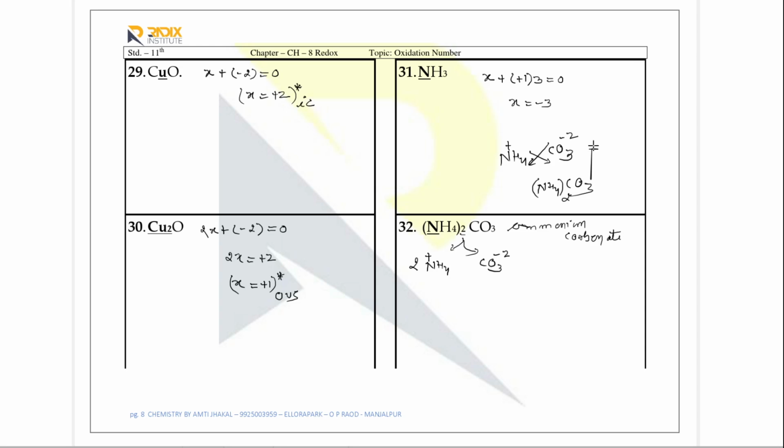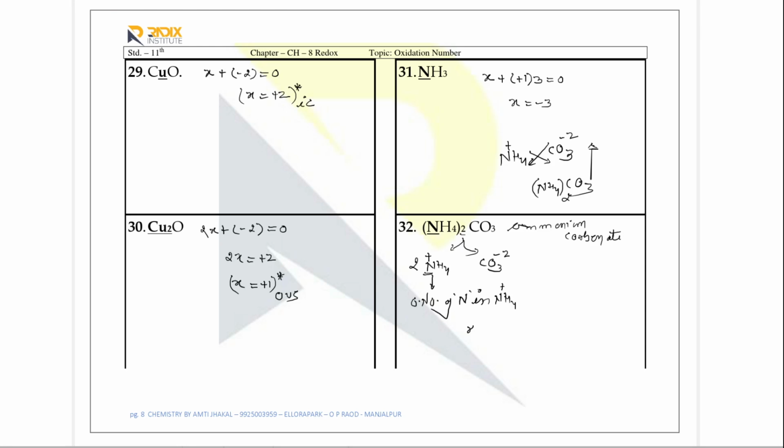So when we break this, we will have NH4 plus and CO3 minus 2. I am interested in this nitrogen. So basically the question is the oxidation number of nitrogen in ammonium ion.